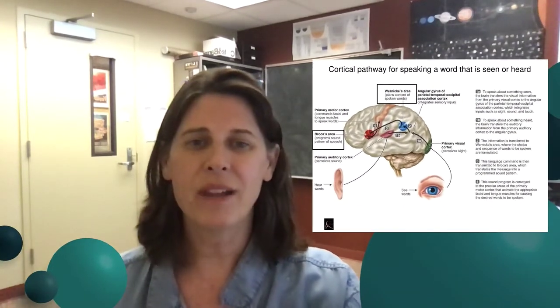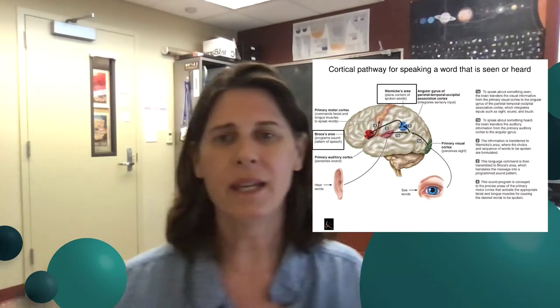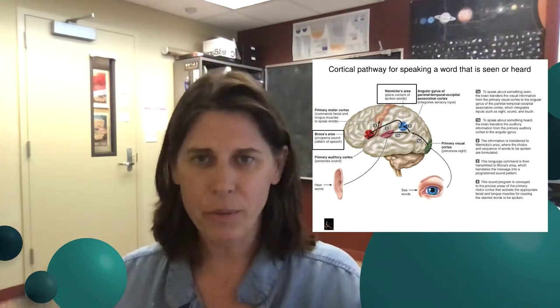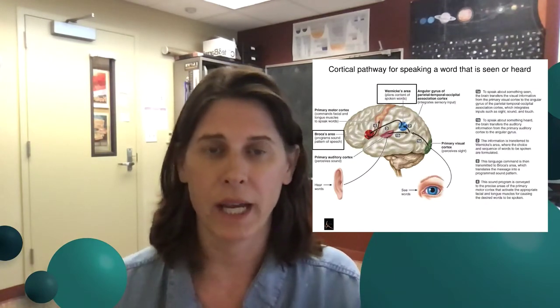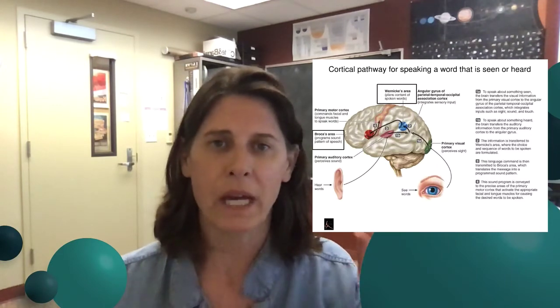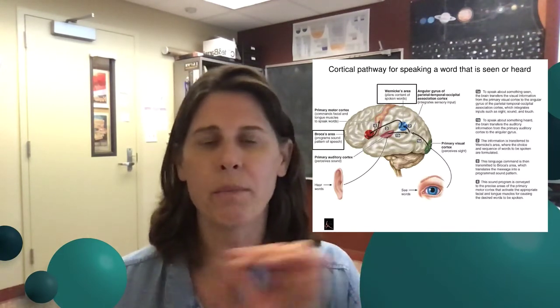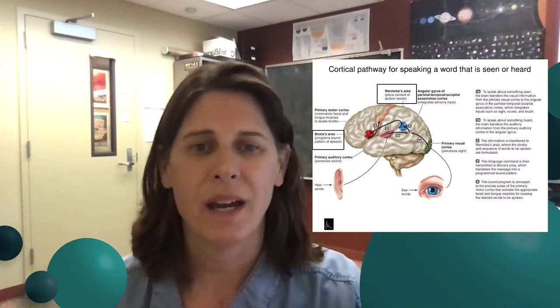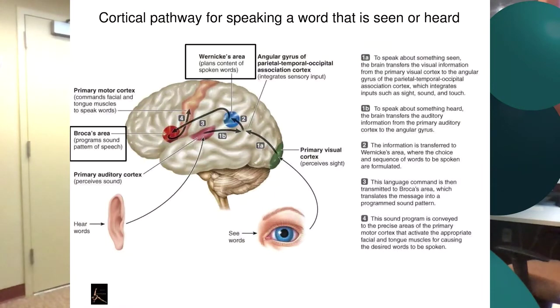Okay, the next portion I want to go over with the cerebrum is the cortical pathway used for speaking a word that is either seen or heard. And I want to go over this because this is just going to be one example that's going to tie together how information comes to different parts of the brain. Okay, and so this figure's in your book. It's a great one.